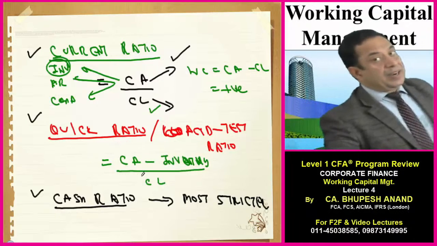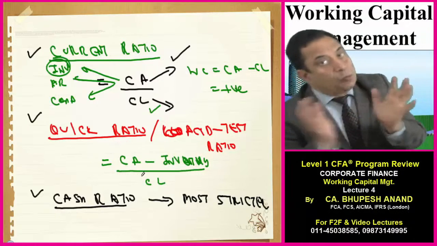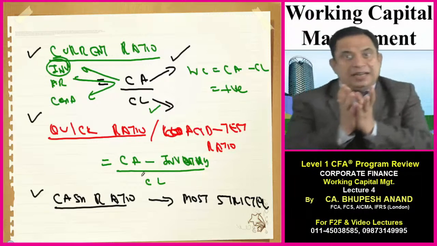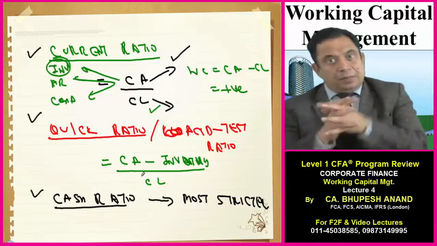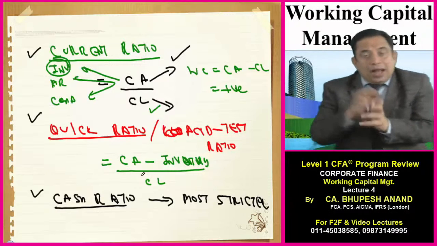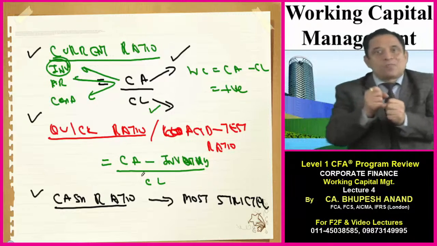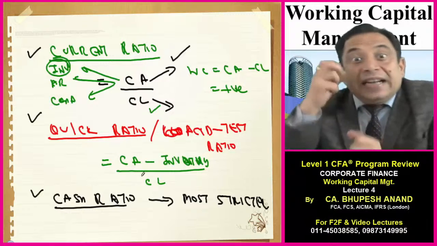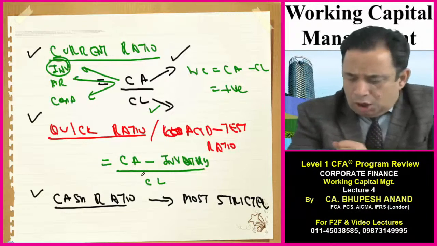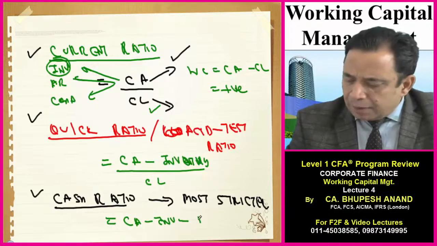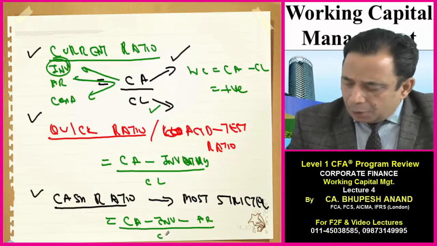It means in the current ratio and quick ratio, there is a change in the formula. In the current ratio, I will be doing current assets upon current liabilities, very simple. In the quick ratio, I will be subtracting inventory from current assets, so current assets minus inventory upon current liabilities. But in the cash ratio, the intent is stricter, because I will be using the formula current assets minus inventory minus accounts receivable upon current liabilities.